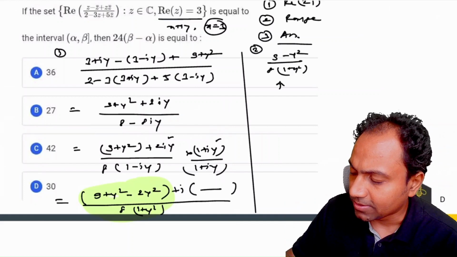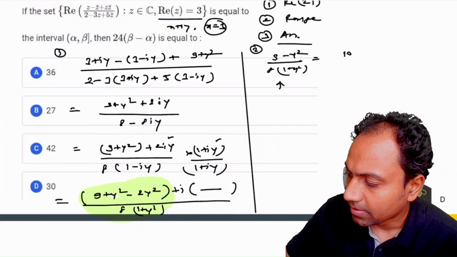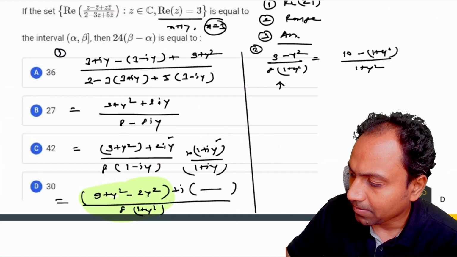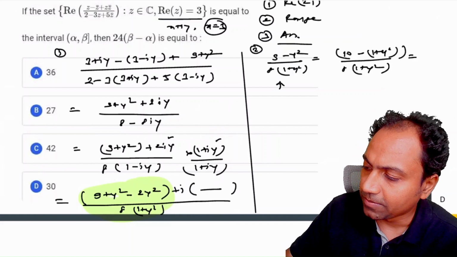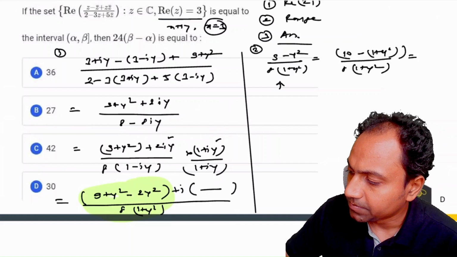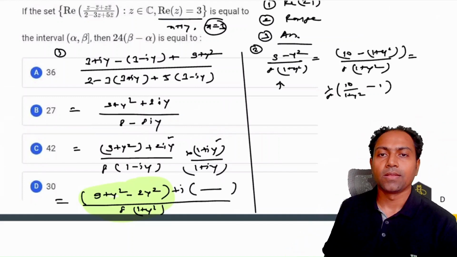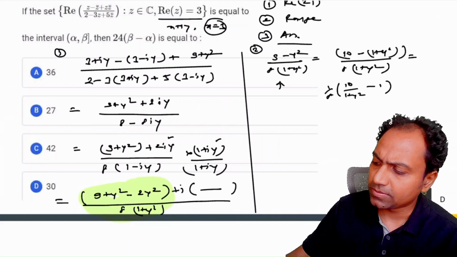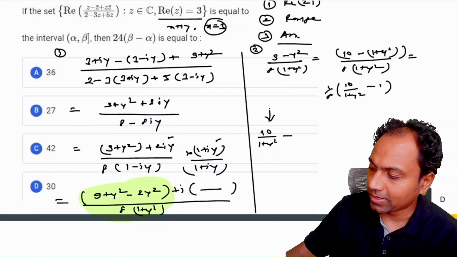In order to get this answer, first let us simplify this. If I simplify, this can be written as (10 minus (1 plus y square)) by (1 plus y square) into 8 in the denominator. And this is nothing but a very simple expression that would become 1 by 8 times (10 by (1 plus y square) minus 1). Now why is this relevant and important? Because now we are going to break it down. So in order to get the range of this function, let us find the range of 10 by (1 plus y square) minus 1.